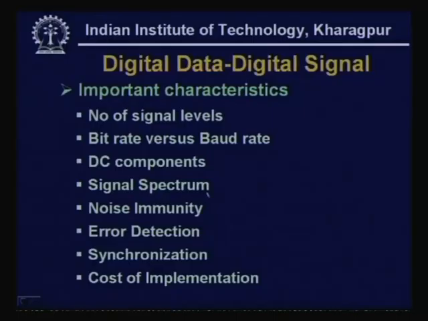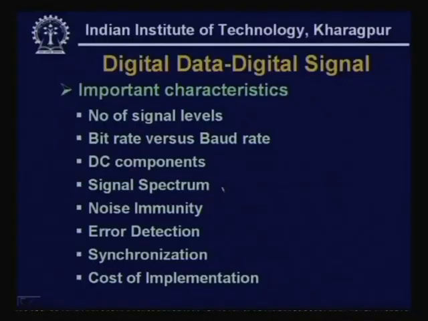Then comes the question of signal spectrum. Signal spectrum will play an important role because the bandwidth of the signal that we are trying to send through a medium will decide whether it will be distorted or not. That means the bandwidth has to match with the transmission media. So, signal spectrum has to be taken into consideration when we do the encoding.